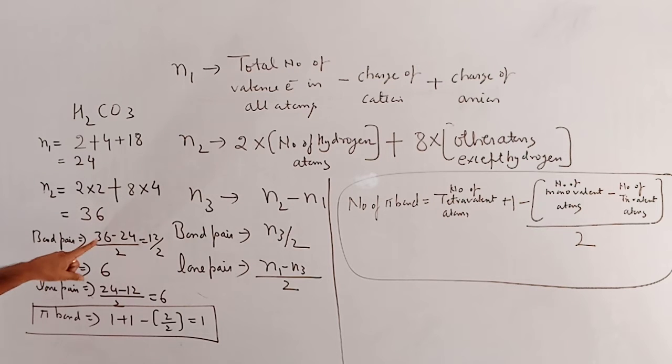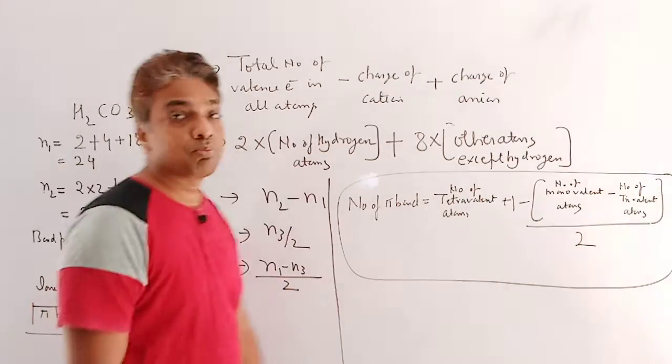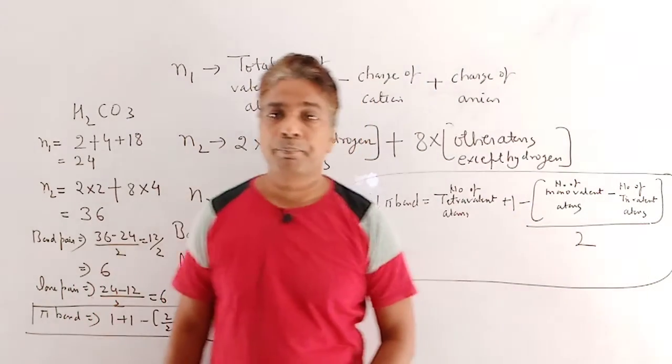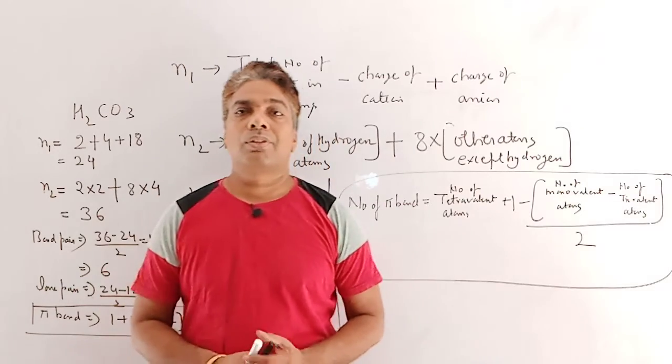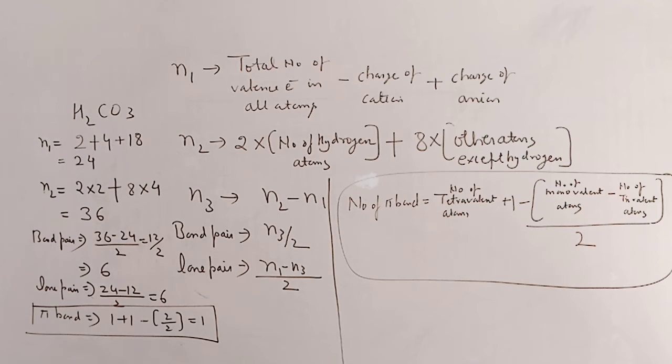So bond pair will be (36 minus 24) divided by 2, which is 12 by 2, value 6. And lone pair will be (24 minus 12) by 2, which is equal to 6. Now number of pi bonds: tetravalent atom, which is carbon only, so 1 plus 1, minus monovalent atom, hydrogen only, 2, divided by 2, which is equal to 1. No effect of bivalent atoms in case of number of pi bonds. Clear? So here is the mathematical procedure for calculation of number of pi bonds, sigma bonds as well as lone pairs.